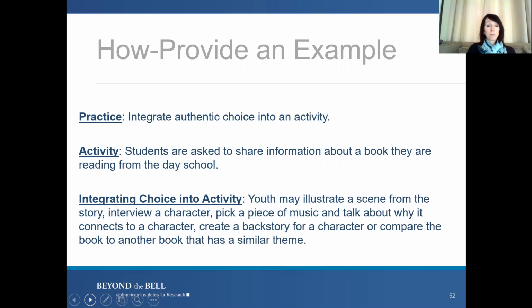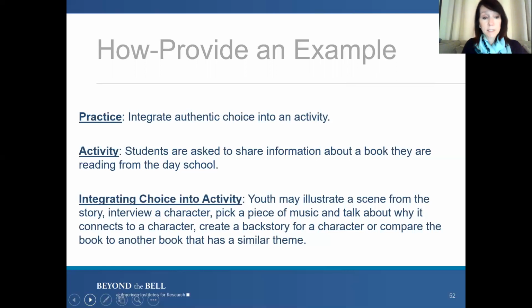So now how? We need to provide an example. So again, the practice is to integrate authentic choice into an activity. The activity is students are asked to share information about a book they read or that they're reading from the day school. And I provided several examples and several choices for youth that they can choose from.